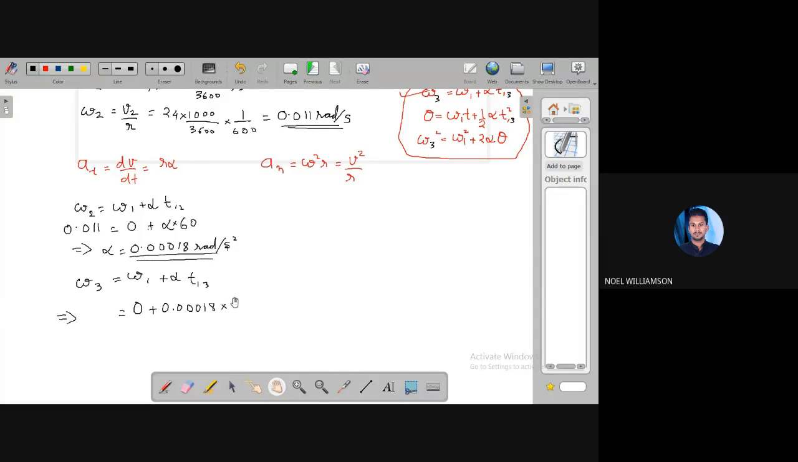So 30 seconds into 30. So the value is 0.0055 radian per second. This is omega.